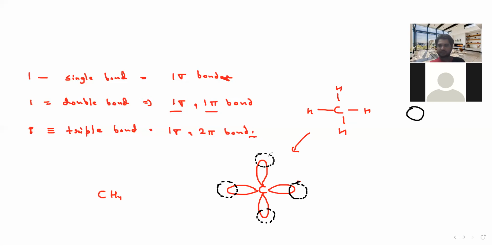So it means it is the end-to-end overlapping or sideways overlapping. What do you think? End to end. Yes, it is end-to-end. It is not the sideways.